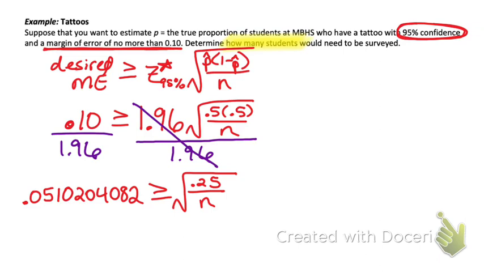Ladies and gentlemen, what now? Square both sides. We're going to square this side. That takes away the square root. We're going to square this side. And again, as annoying as it is, don't round. You'll see why at the end. What is the new number?